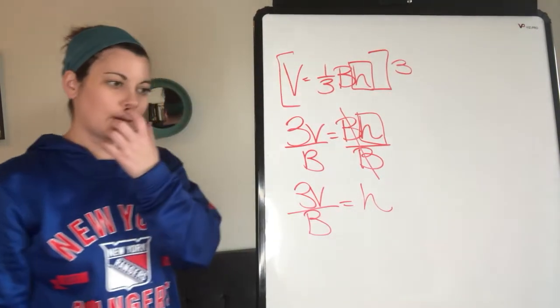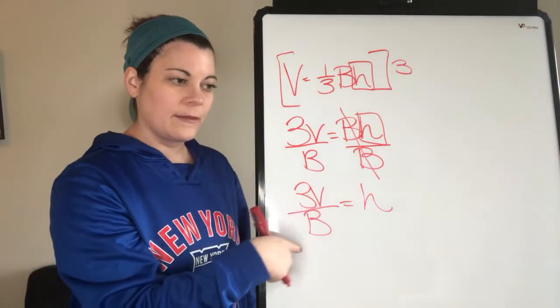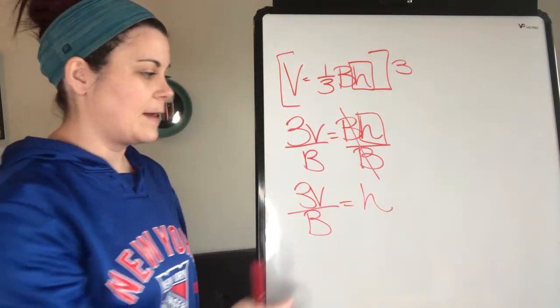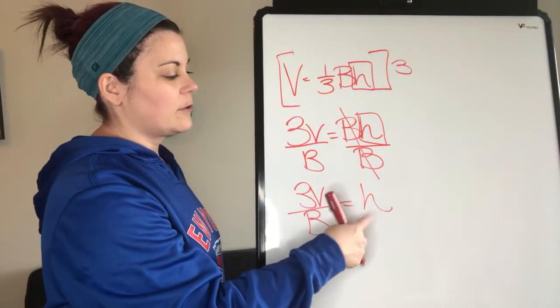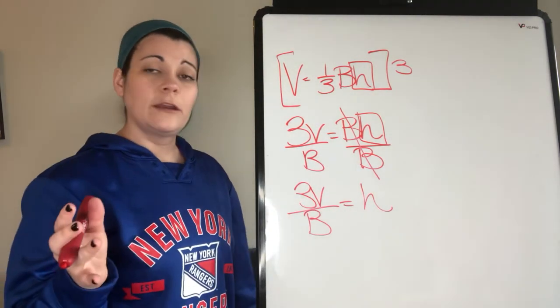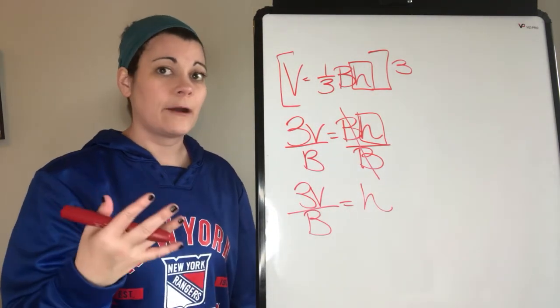If I was given everything else, the volume and the area of the base, because big B stands for area of the base, then I could solve for h by using this formula. And that's why it's good to know how to solve formulas for variables.